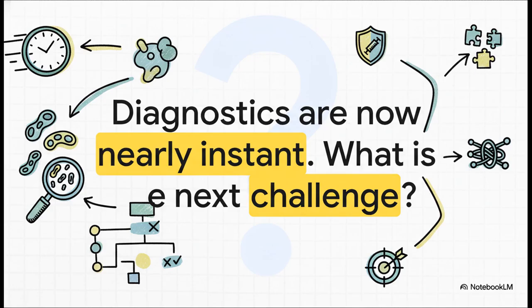So this brings us to a final thought. We've managed to shrink the diagnostic timeline from weeks down to a single hour. The algorithm for identifying our enemies is faster and more precise than it has ever been. So, the question now is, what's next? With identification pretty much solved, what becomes the next great battlefield in our ongoing war against infectious diseases?